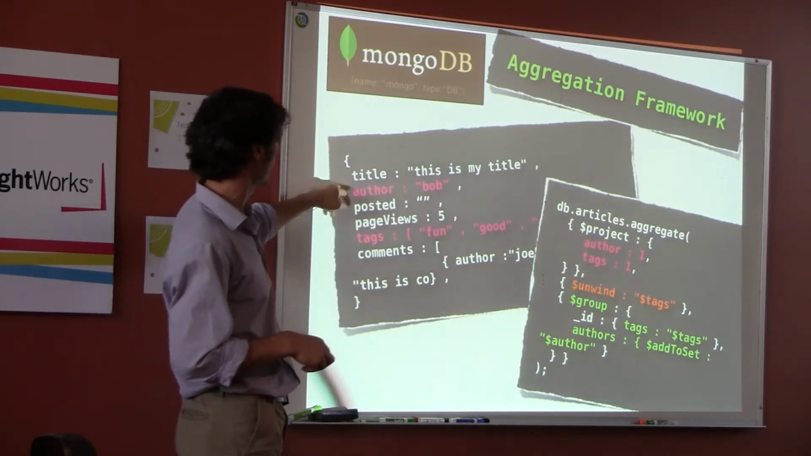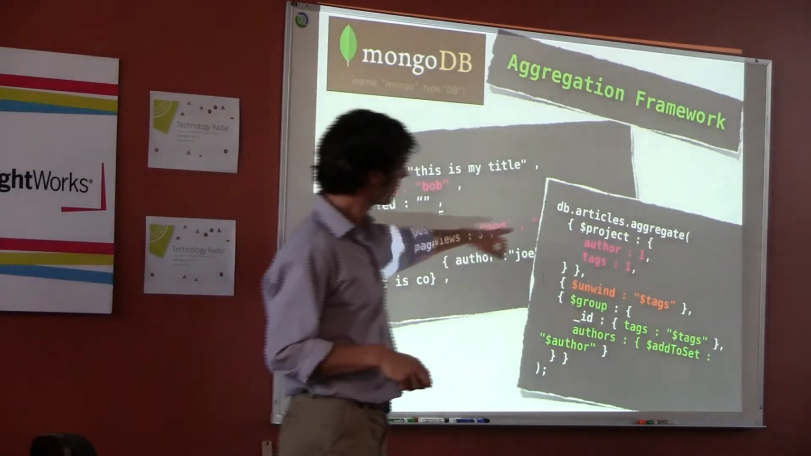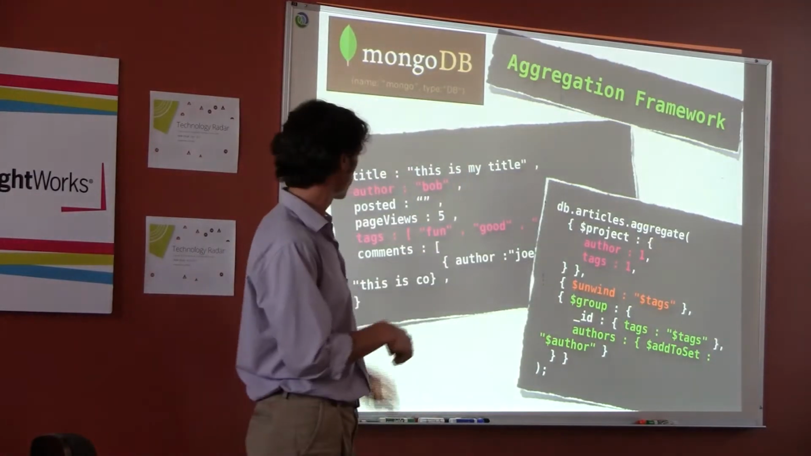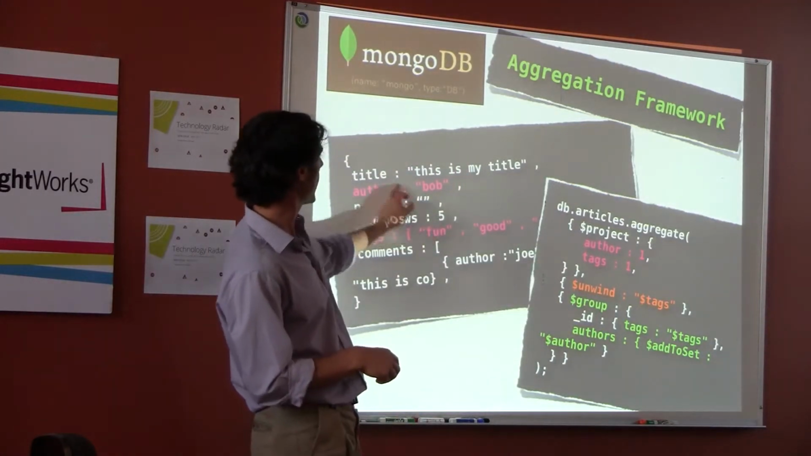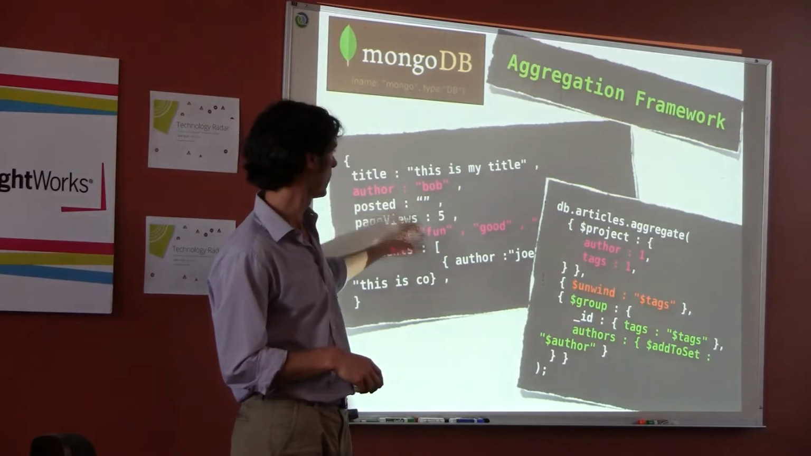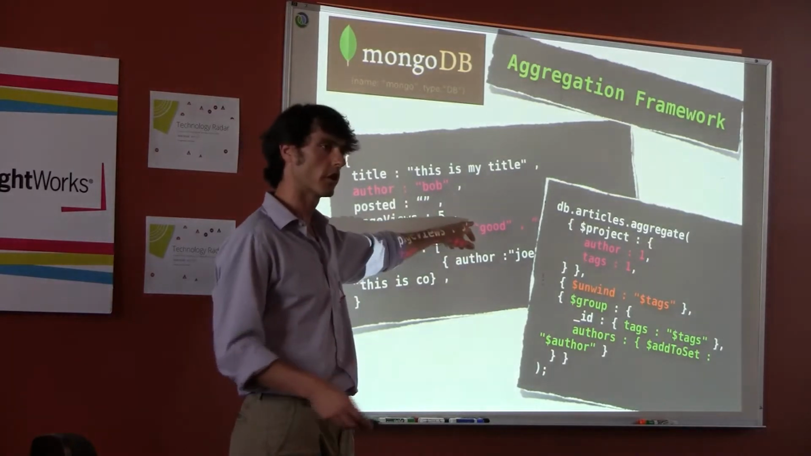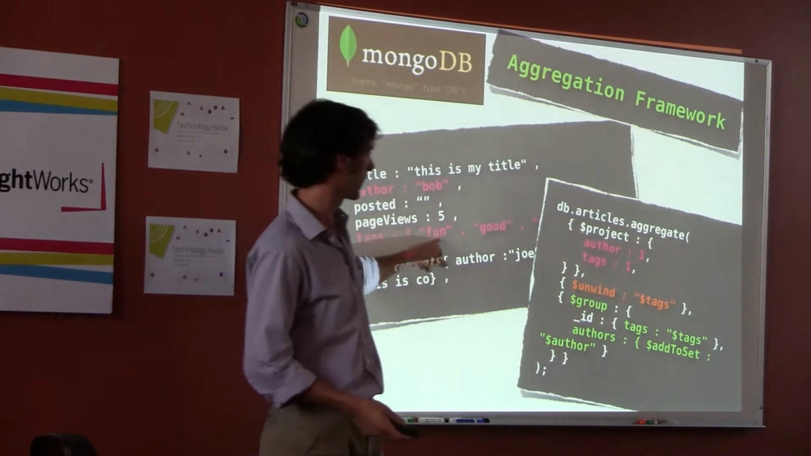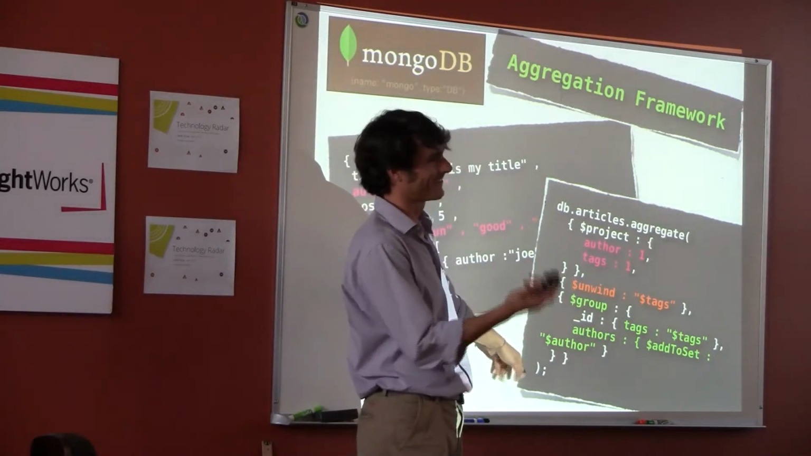It's a blog post thing, got an author, got some tags. What this does here, it says, let's say I want to roll up by tags. Who are the authors that wrote about these tags? So, you know, Bob wrote about fun, and he also wrote about good, and Toby probably wrote about fun because he's a pretty fun guy. If I want to do that query, sorry, I couldn't resist.